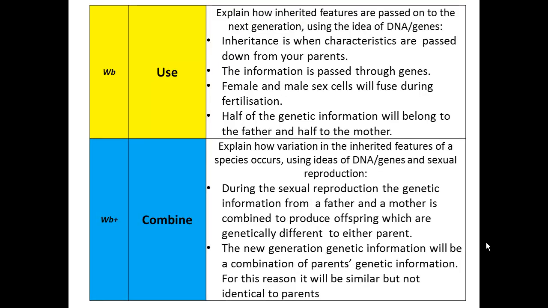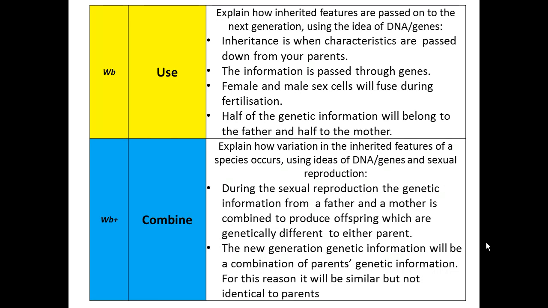The next one is explain how inherited features are passed on to the next generation. Inheritance is when characteristics are passed down from your parents. The information is passed through genes. Female and male sex cells will fuse during fertilization. Half of the genetic information will belong to the father and half to the mother.